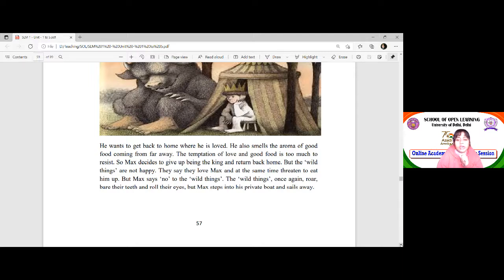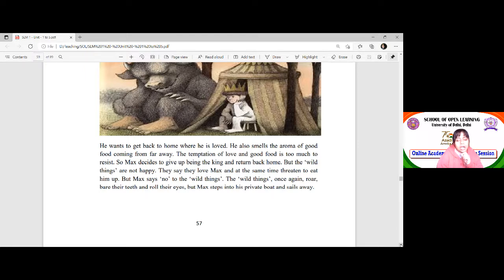But the wild things are not happy. After all the mischief and naughtiness is done and Max is irritated and has sent all the wild things to go to bed, he realizes that he misses home, because home is where he is loved, and home has good food. He decides enough is enough, now I want to return home. And he gives up his position as the king and decides to return home.